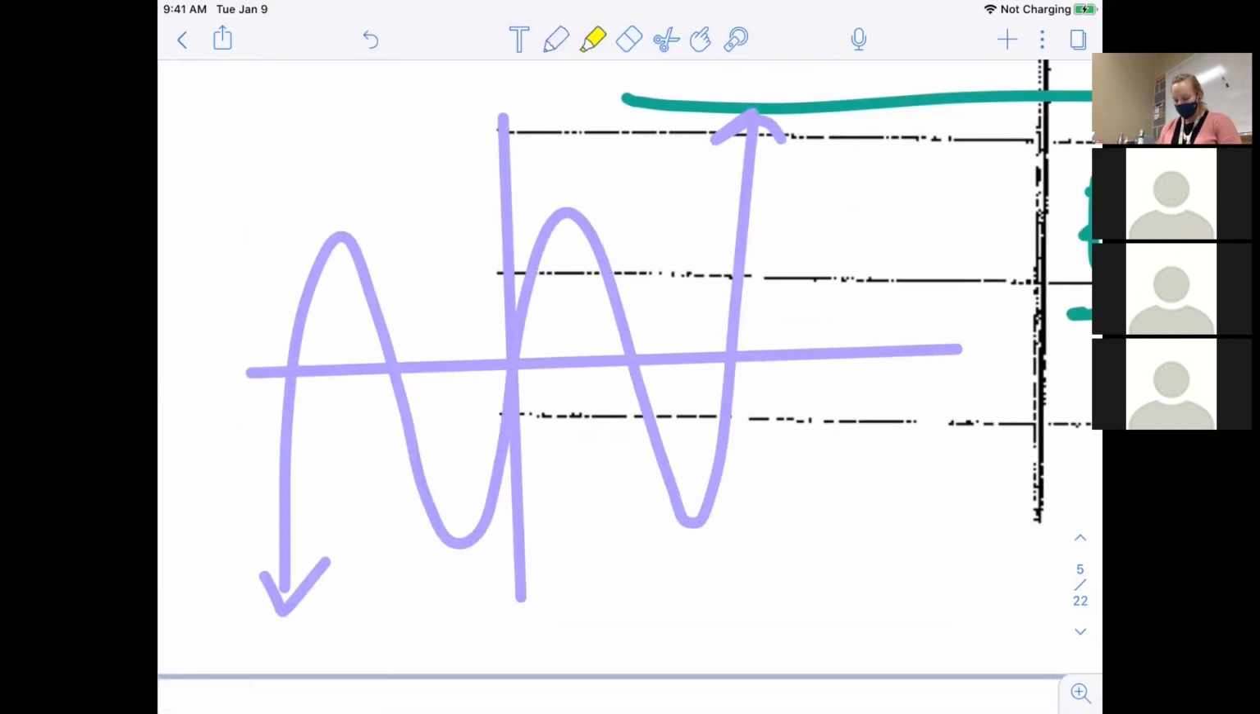I don't care what happens in the middle. All I care about is my arrows. Positive, because it ends high, and then is it even or odd? Odd, why? Opposite directions, very good. That's it.